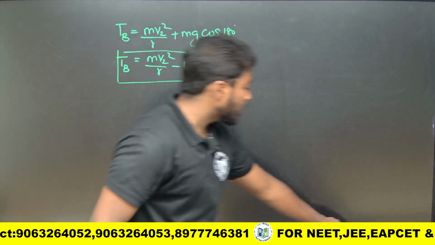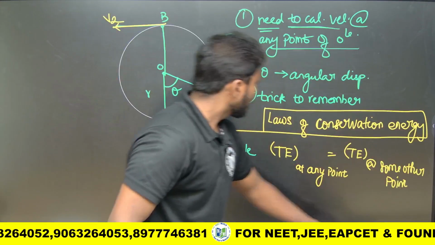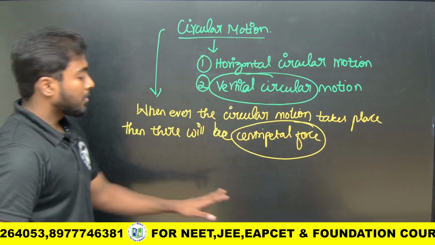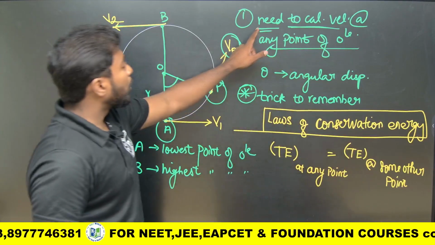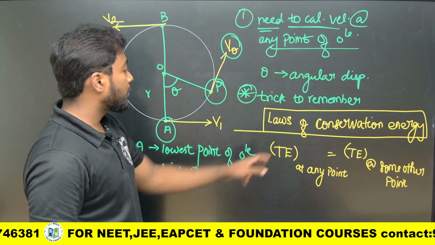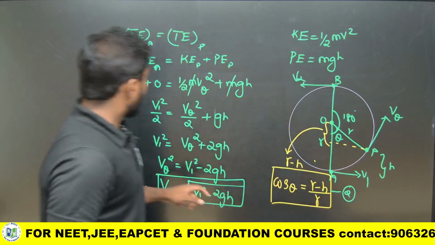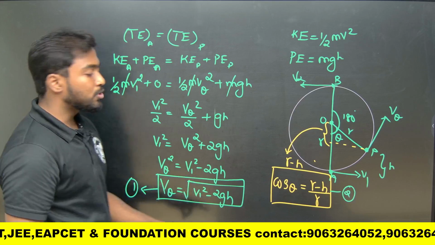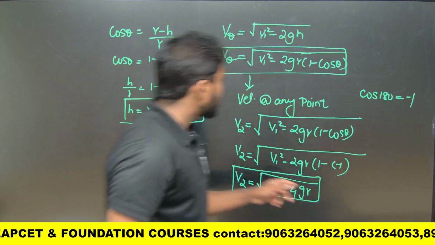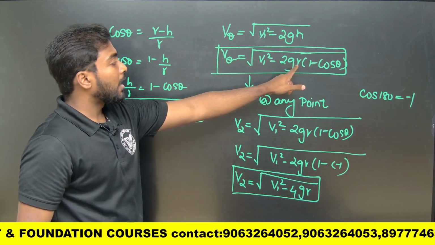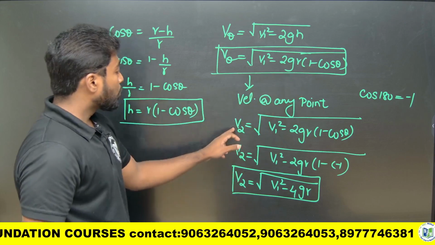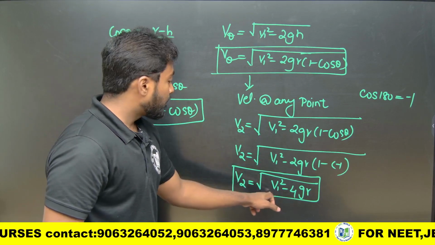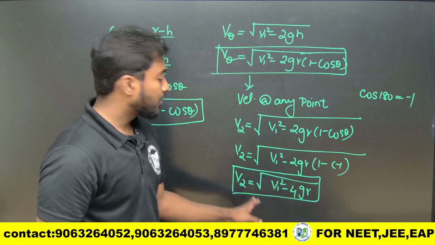So this is about the circular motion, that is vertical circular motion. So we talked about velocity at any point of the circle. Here we got v theta is equal to under root of v1 square minus 2gh. If I substitute the value of h, r into 1 minus cos theta will come. So v2 will be equal to under root of v1 square minus 4gr.